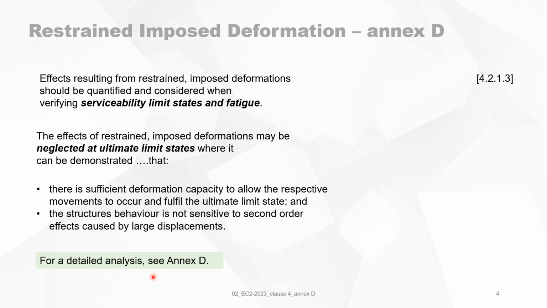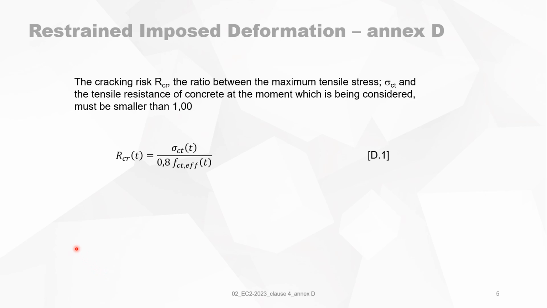So now we have a look at annex D. The cracking risk is the ratio between the maximum tensile stress sigma CT and the tensile resistance of the concrete at the moment which is considered. We take as tensile resistance of concrete 80% of f_ct,eff at a certain time. This whole formula is defined at the time t, expressed in days.